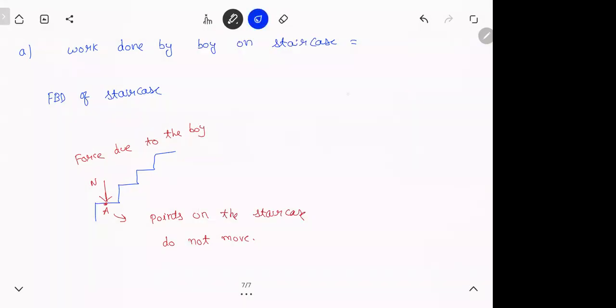You should take force into displacement of the point of application of force. You're applying force on the staircase and the point on the staircase is not moving. So the displacement I say is 0. Therefore, work done is 0. You can think about it logically. When you're climbing stairs, you're not doing any work on the staircase. You're pushing it, but there is no displacement.